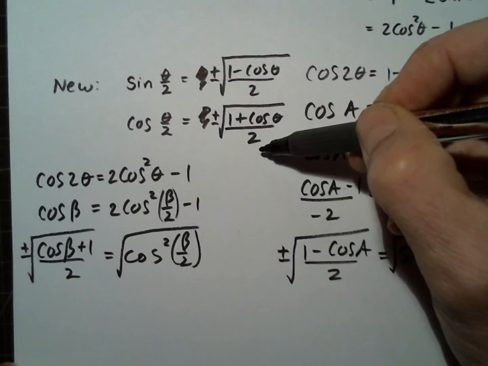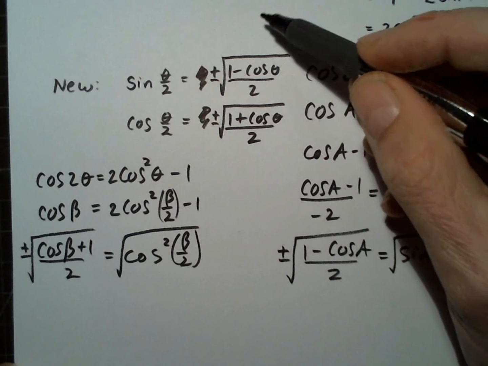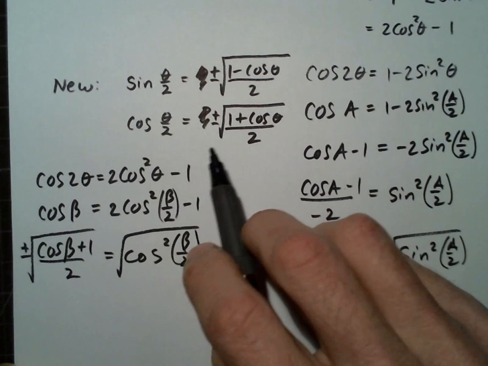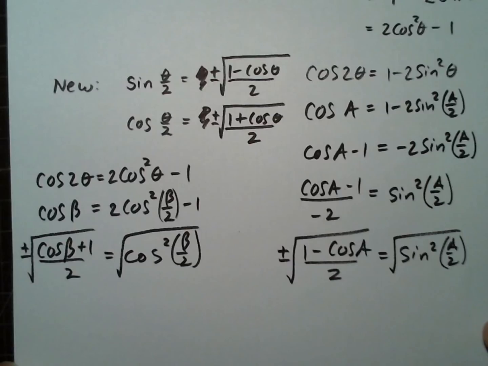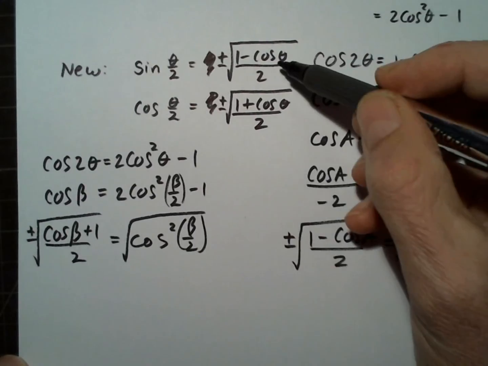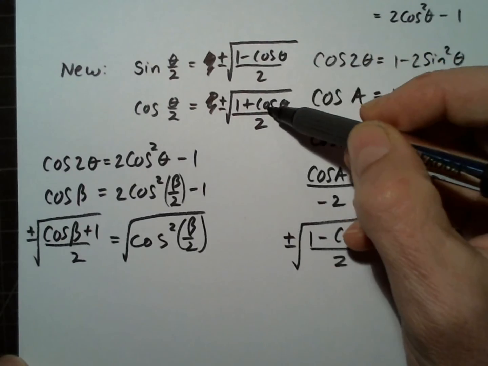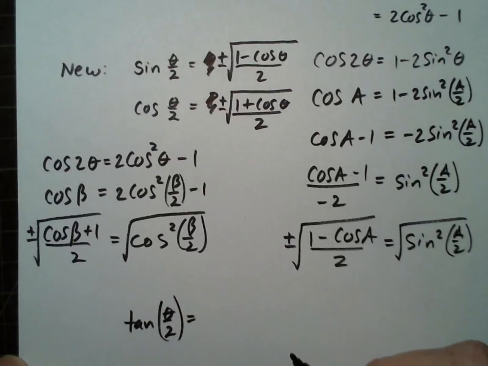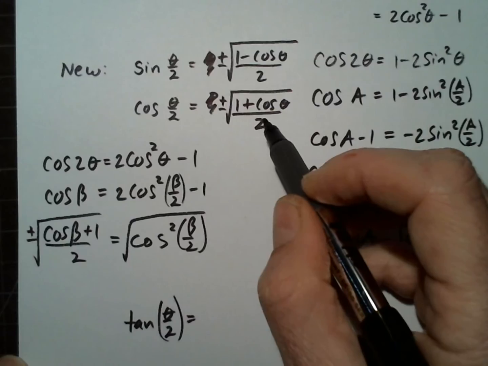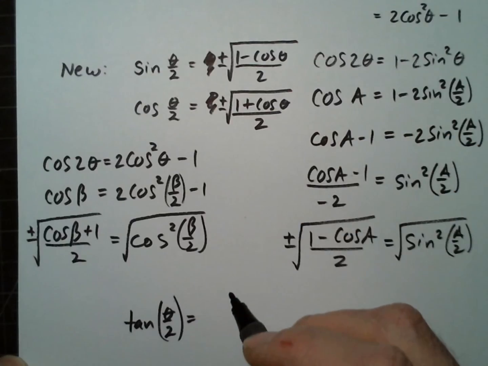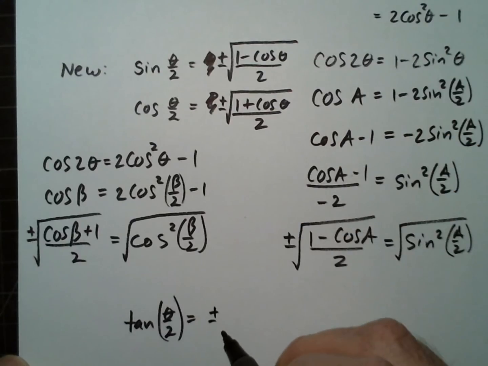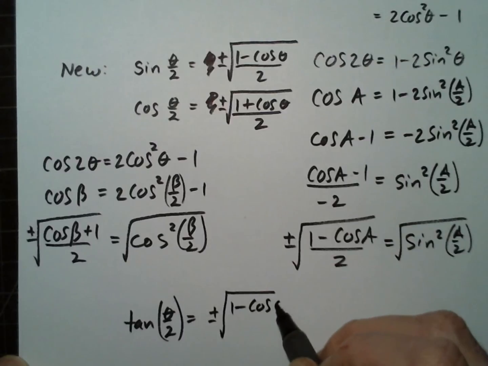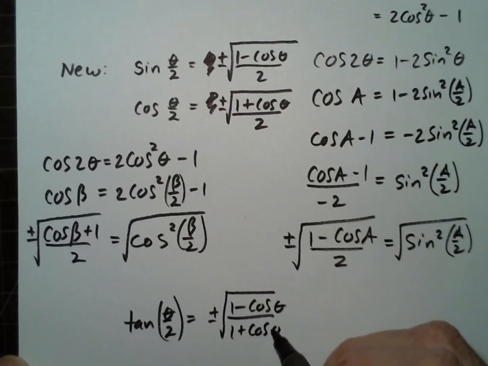So look at how similar these are. They just differ by the operation. So if we can just memorize that sine has a subtraction and cosine has an addition, they'll be easy to memorize. And if we just put this divided by that, we'll end up with the formula for tangent. So when I divide this by that, the 2's cancel, and we just get positive or negative square root of 1 minus cosine theta over 1 plus cosine theta.